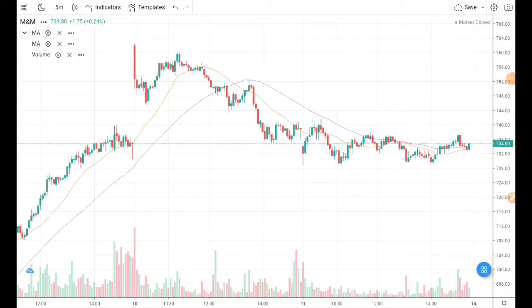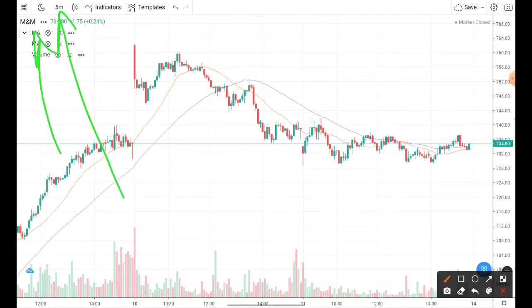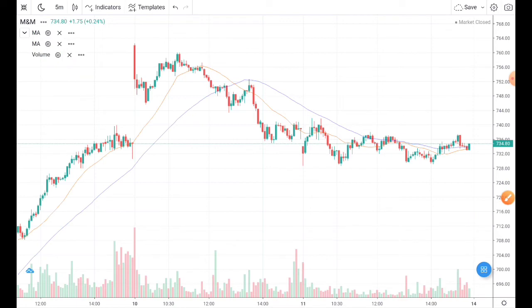So, we are on the graph, and this is the 5-minute graph of M&M. If you want to know where I am observing these stocks, I am observing them on angelbroking.com, and I also use Zerodha for it.